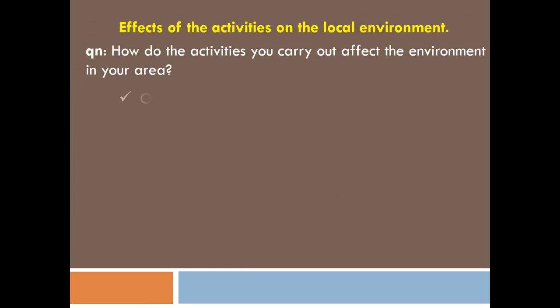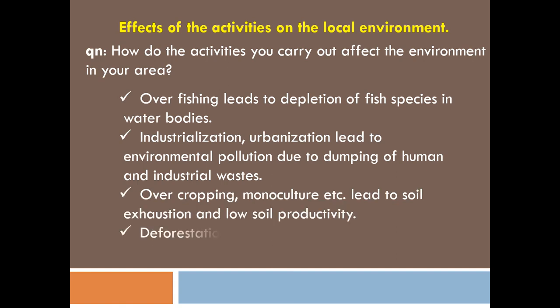So where there is industrialization, where there is urbanization, there is environmental pollution, and this is caused by dumping of human and industrial wastes, either into the atmosphere, into the water bodies, onto the land and vegetation. Then where we have overcropping, where we have monoculture, that crop growing mainly leads to soil exhaustion and lowering of soil productivity.